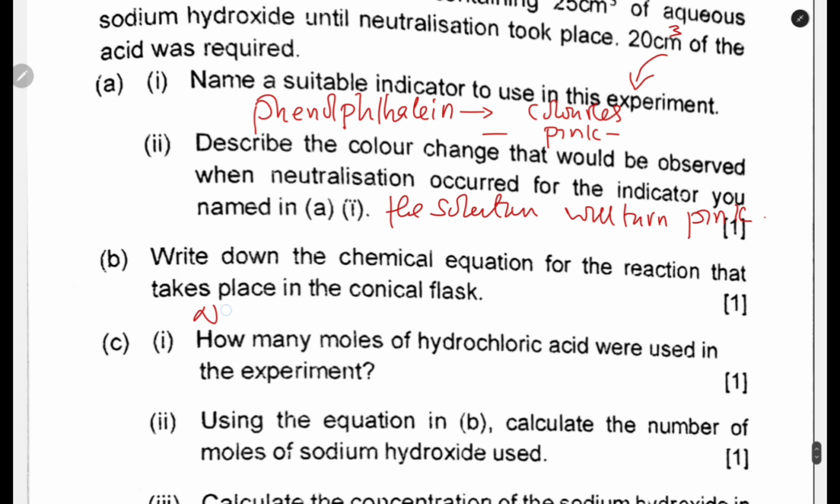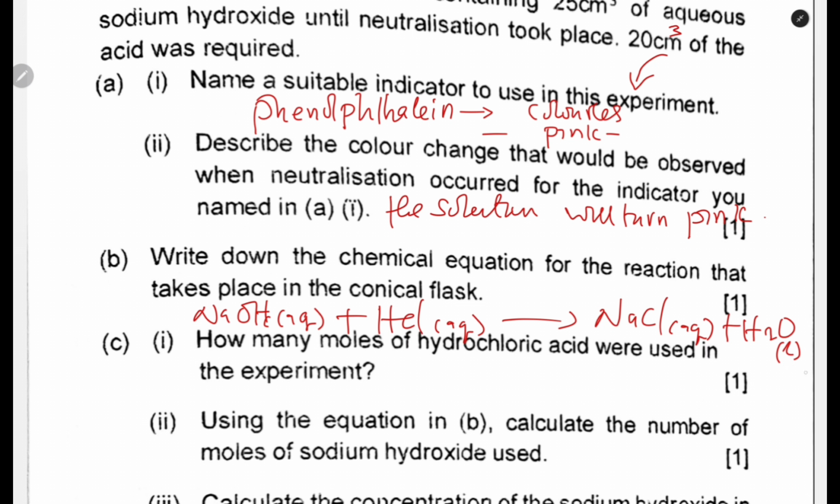So you're going to have sodium hydroxide, which is aqueous, reacting with hydrochloric acid, which is aqueous. This is the base-acid reaction, which forms a salt, sodium chloride, which is aqueous, plus water. Is this balanced? Sodium 1, sodium 1, oxygen 1, oxygen 1, hydrogen 2, hydrogen 2. So this is the balanced equation.